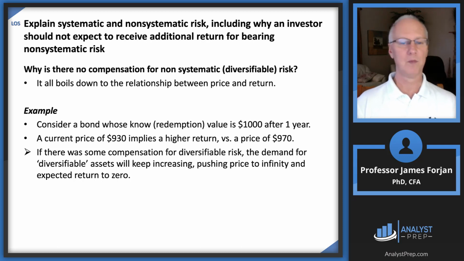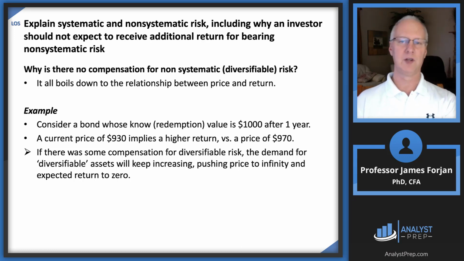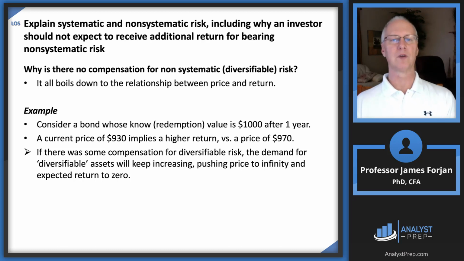Now, if there were some demand for that diversifiable component, then everybody would want this particular bond, and they would push the price up and keep pushing it up until it reached $1,000, and then maybe even beyond $1,000. I don't really know what infinity means in terms of mathematics, but clearly the return would be zero. And since we know there are positive returns out there for stocks and bonds and other kinds of securities, well, there is no compensation for taking unsystematic risk. Now, we're going to continue to talk about this in the future slides, but that's really just a basic explanation.